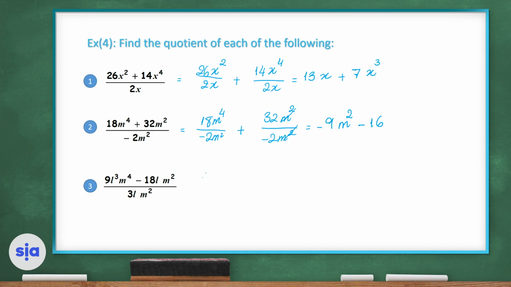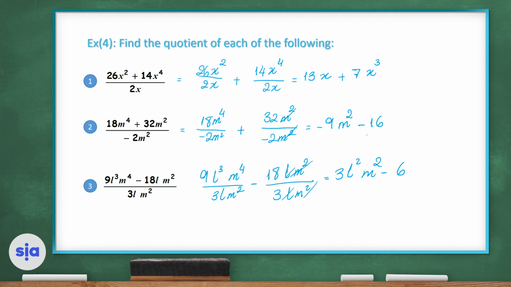Question 3, it's 9L power 3 m power 4 divided by 3L m squared minus 18L m squared over 3L m squared. 9 divided by 3 is 3. L cubed divided by L is L squared, m squared, minus 6. The two L's are crossed out together. The m squared and m squared are crossed out also together.